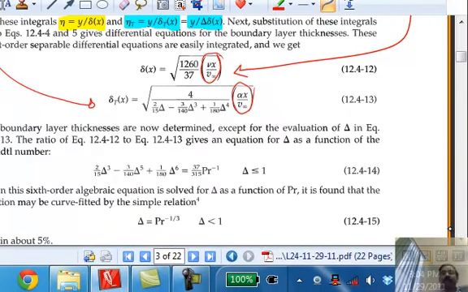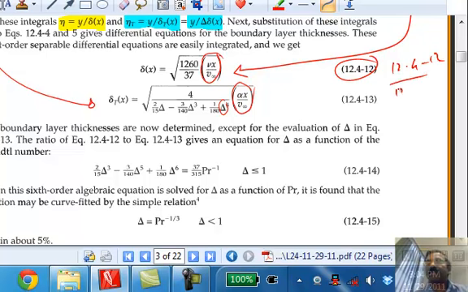Okay, so the only thing that we don't know in here is what this delta is. What is delta? Delta is the ratio of the momentum thickness to the thermal thickness. Okay, we know that as a ratio, but we don't know what it is. So we take this expression and plug it in, and take the ratio of this, that is 12.412 divided by 12.413, because that ratio is delta over delta T. That is your capital delta.